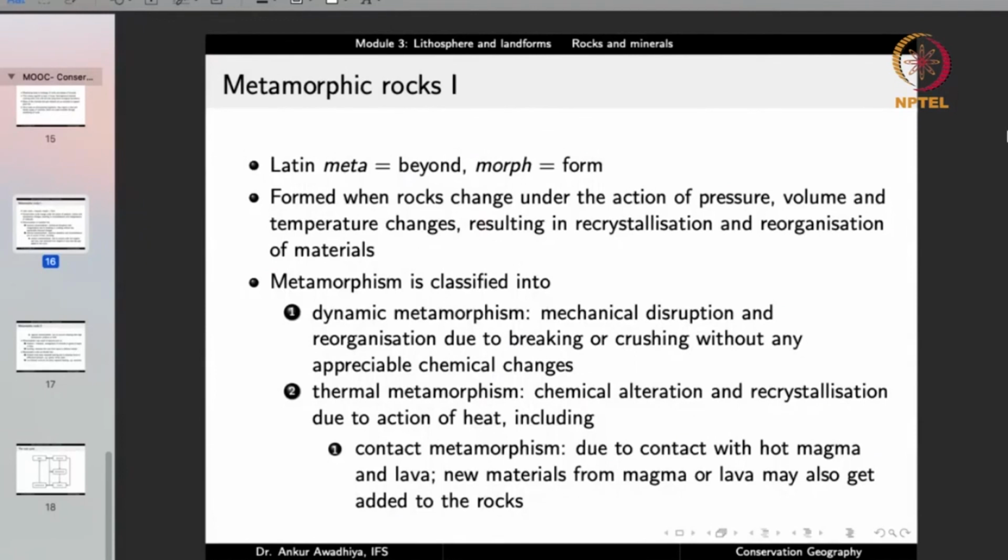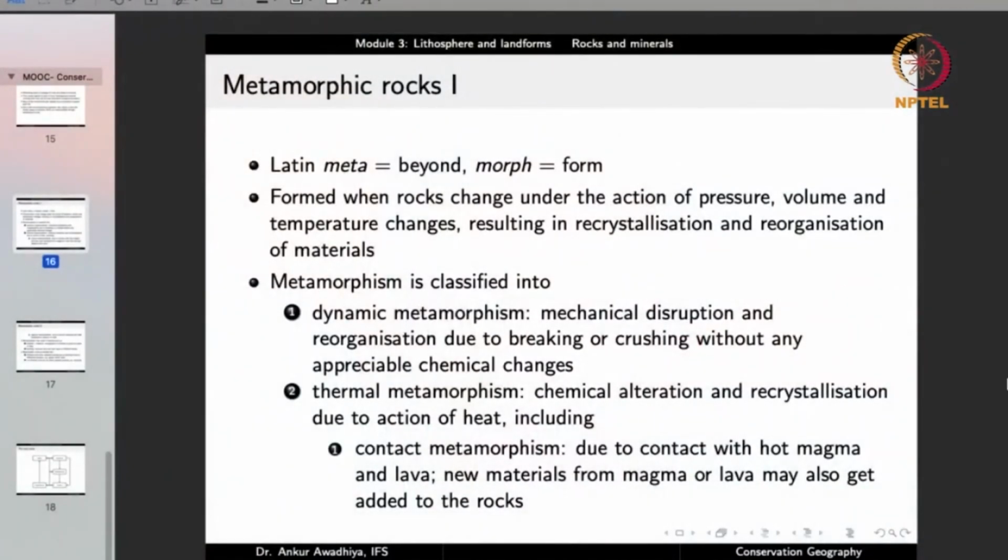It is classified into dynamic metamorphism, which is metamorphism due to pressure, mechanical disruption and reorganization due to breaking or crushing without any appreciable chemical changes. What happens is that if you have a material and it is impacted by pressure, the crystals, the minerals that were inside, suffer a shear stress, because of which they get arranged in layers. So, this is what happens in the case of dynamic metamorphism.